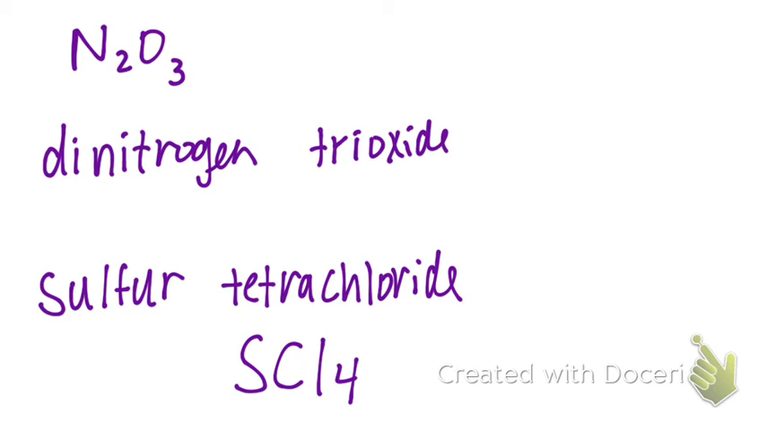Okay. The trick here is identifying, is it ionic or is it covalent? That's the first thing you've got to identify. Is it made between a metal and a nonmetal? Or is it made between two nonmetals? Because that determines what set of rules you use to name it. Okay, so you've got to determine, is it ionic or is it covalent first?